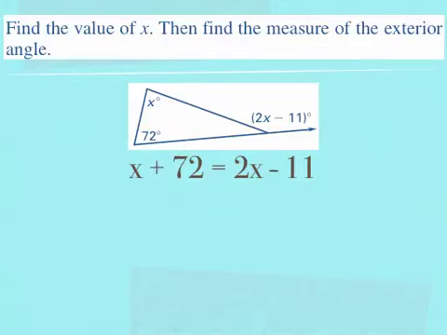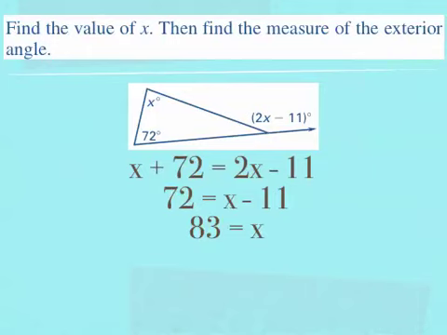I need to solve this multi-step equation first by subtracting x from both sides. When I subtract x from both sides, I have 72 equals x minus 11. Now to solve for x, I need to add 11 to both sides, which gives me 83 equals x. I've found the value of x. Now I need to find the measure of the exterior angle.